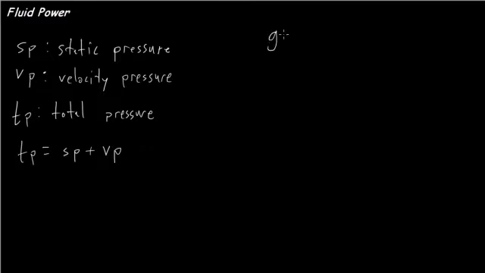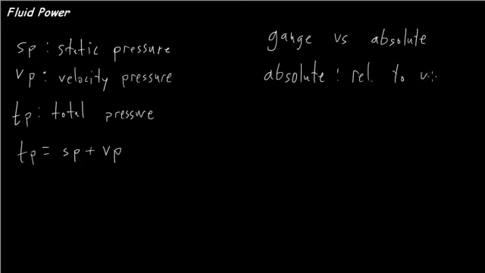We can also talk about the difference between gauge pressure and absolute pressure. So absolute is the pressure relative to a vacuum. We consider our perfect vacuum to be 0 pressure. So any pressure above that is absolute pressure. And gauge is the pressure relative to atmospheric pressure.